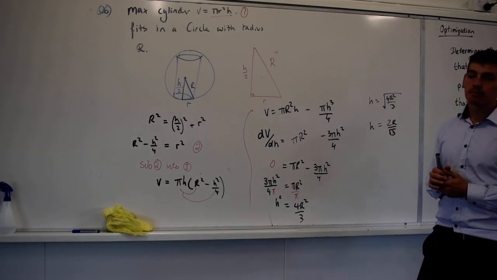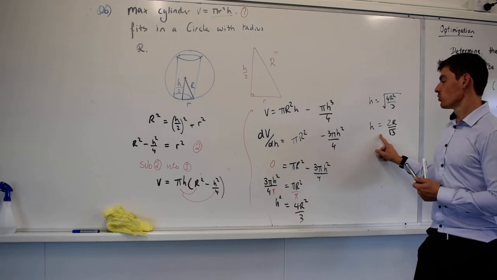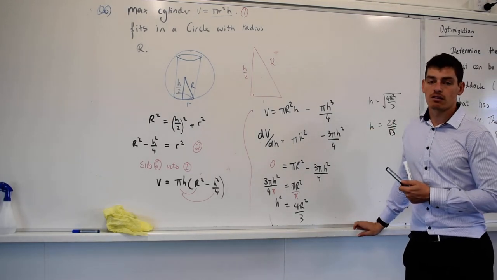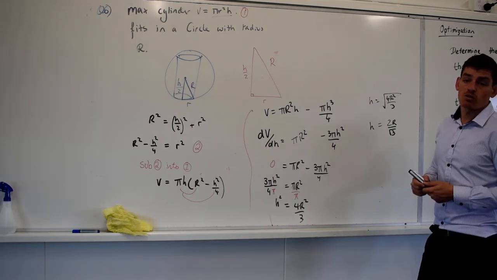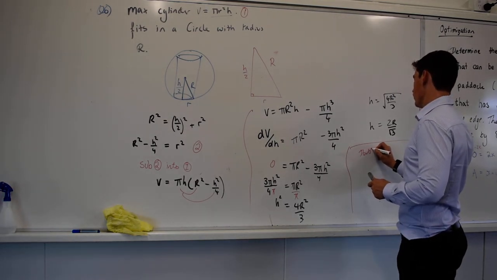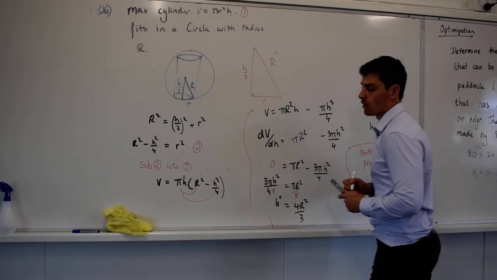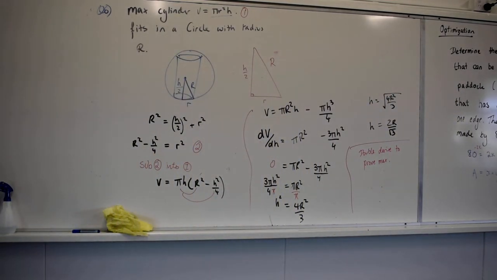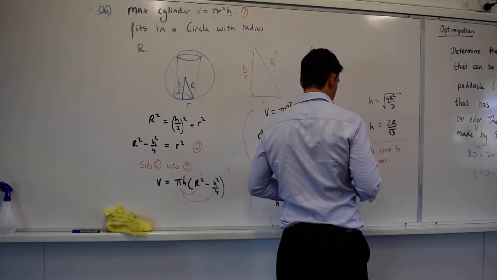How would I prove it's a maximum? Double derive it. It doesn't matter what my R value equals. I know that both h and r cannot be negative. Negative times a positive means it's going to be negative, which makes it a max. So I then double derive. Double derive, prove max. And then I could shove this. So that's my first point of call.